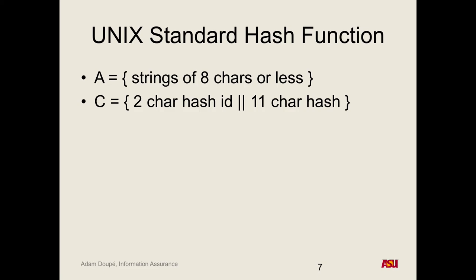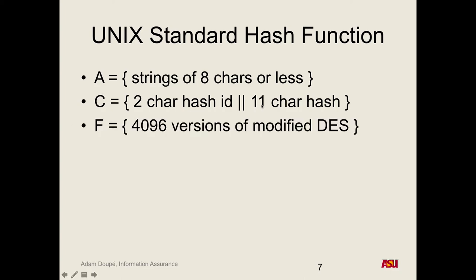We'll talk about what this ID does, but this is why we think about these things in terms of sets. Rather than F being a single function that does the hash, F is something that takes in a lowercase a and returns a c. There will actually be 4096 different versions of F, and this two-character hash ID will tell us which version to use.